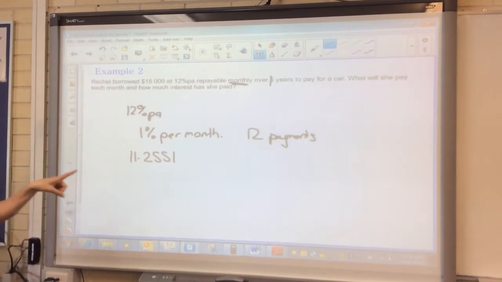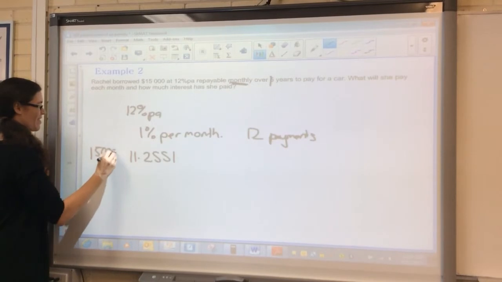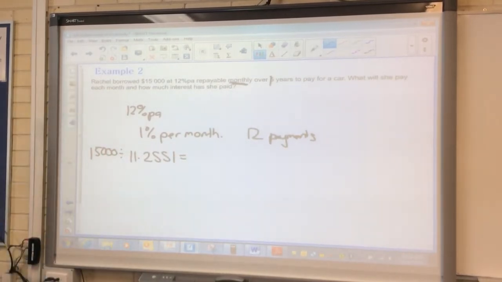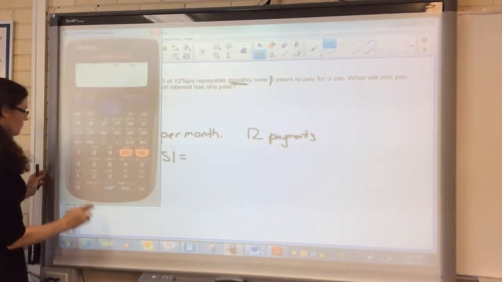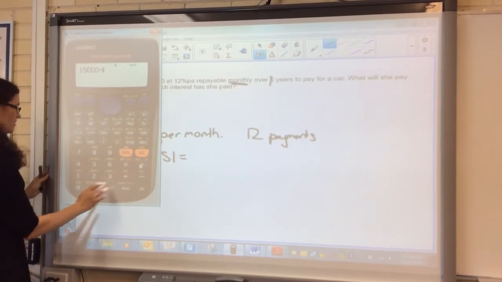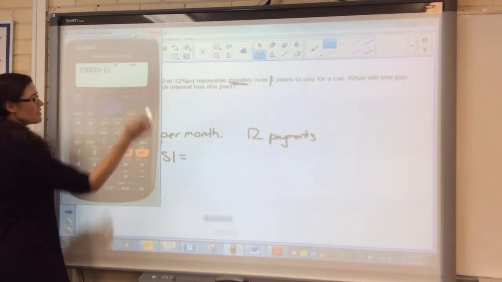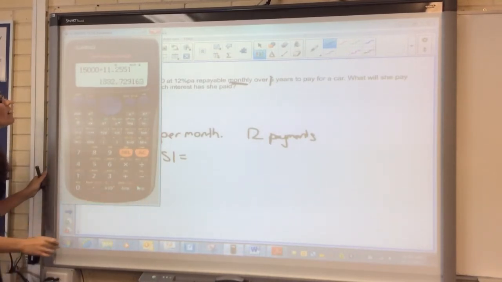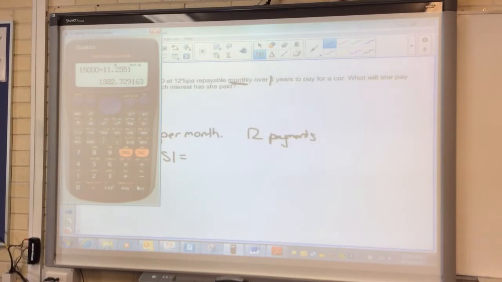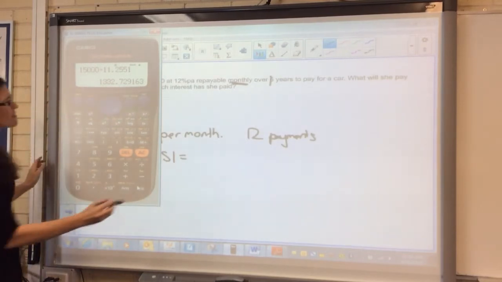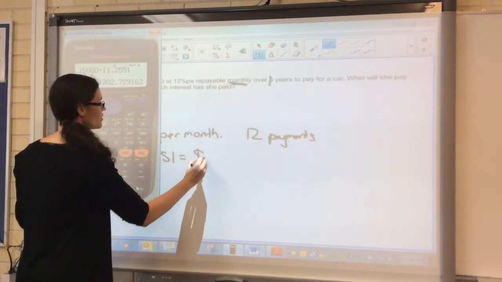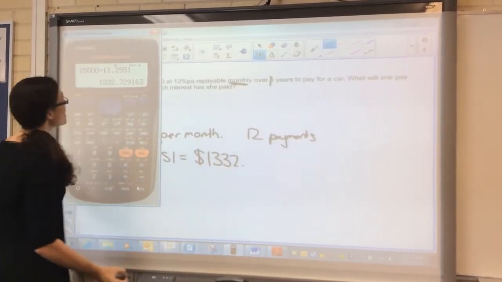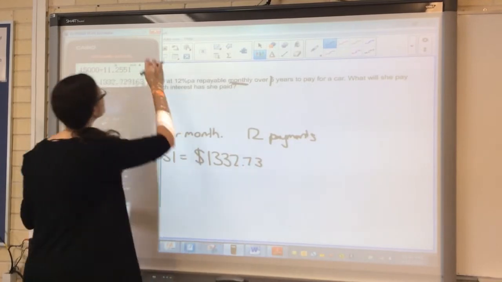What are we doing with this number? Dividing. And that's going to give us the payments. So on our calculator, we type that in: 15,000 divided by 11.2551. So her repayments are 1,332 and 73 cents per month.